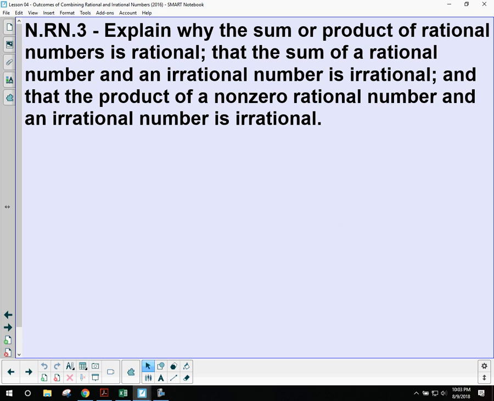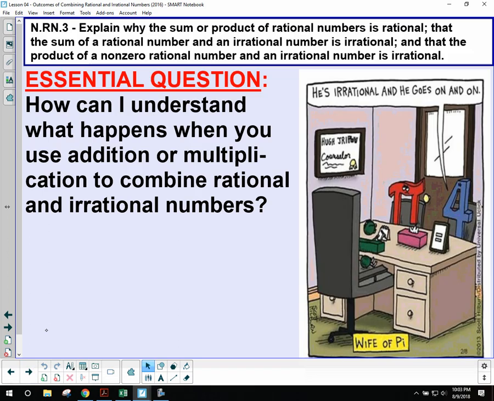Alright guys, we're going to be talking about rational and irrational numbers today. I found this cute little cartoon. He's irrational and he goes on and on. See, it's a little pi guy. So if you plug pi into your calculator and hit enter, that decimal goes on and on and on. Look at this little psychiatrist divide. I think that's poor taste.